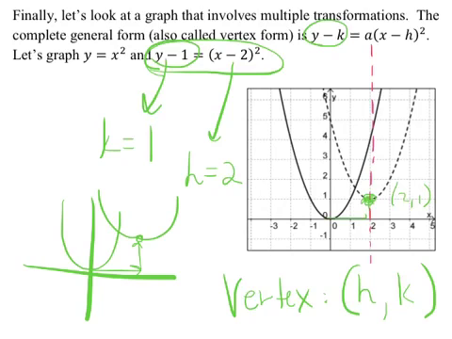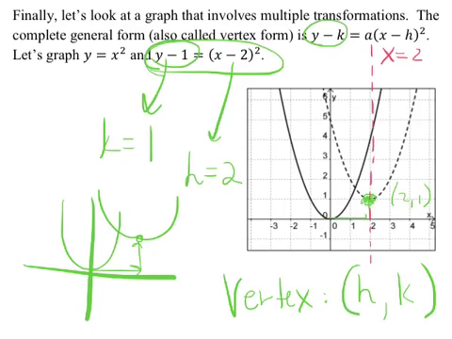What? To what? x equals 2. Come on, guys. Vertical lines are x equals. Get that down. Now, what is the h value in this problem? What's the h value? Read it. 2. And this is x equals 2.